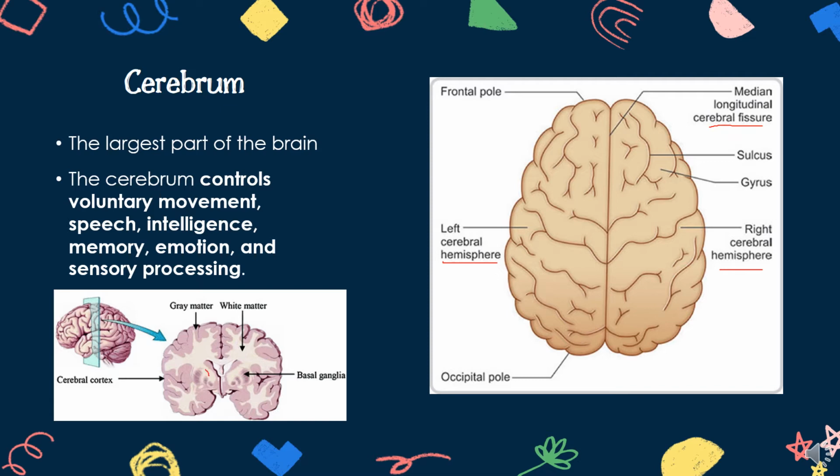Ito naman nakikita nating gray spots. It is called the basal ganglia. The basal ganglia are associated with a variety of functions including voluntary motor control, procedural learning relating to routine behaviors or habits such as bruxism, eye movements, cognitive and emotional functions.